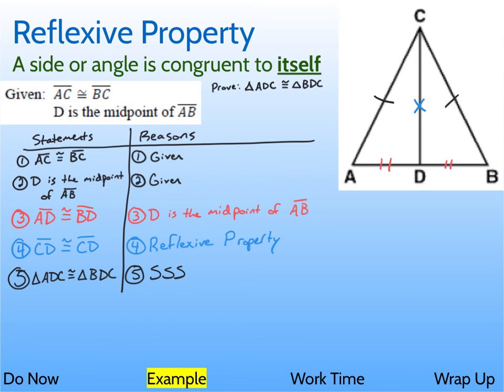These triangles ADC and BDC are congruent by side, side, side. You can see we have the black sides here that we were given, the red sides that we got from D being the midpoint of AB, and this blue side they both share due to the reflexive property.